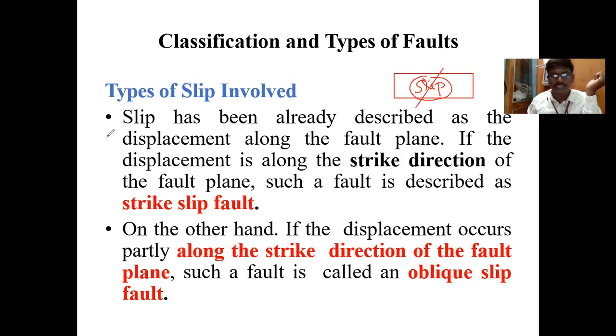If the displacement is along the strike direction of the fault plane, such a fault we say is a strike slip fault. And if the displacement we usually see is in another direction other than strike, partially in the strike direction and partially in another direction, we say it is an oblique slip fault.